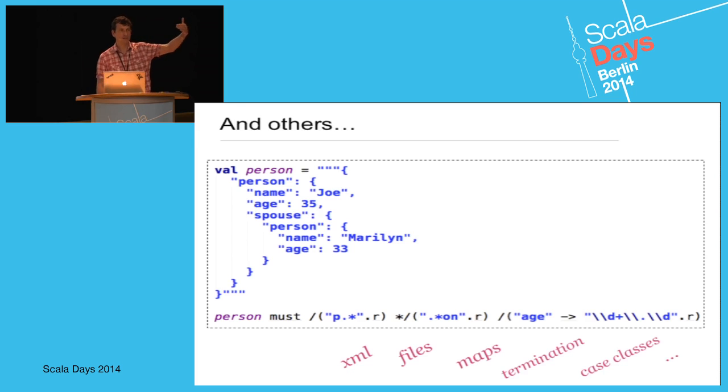As soon as you extend it, you have all of those matchers. But you have many others which are optional. Generally, you will need to add more traits to the specification to get them. So you can use matchers for JSON, for XML, for maps, to check if an expression is terminating or not. You have matchers for case classes.